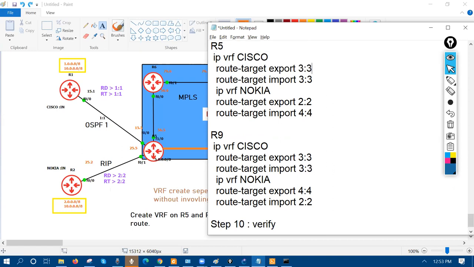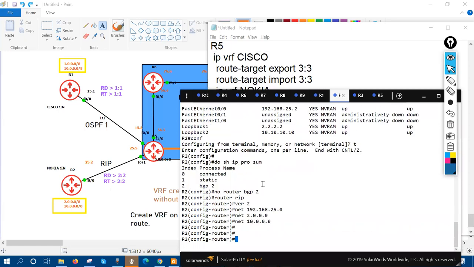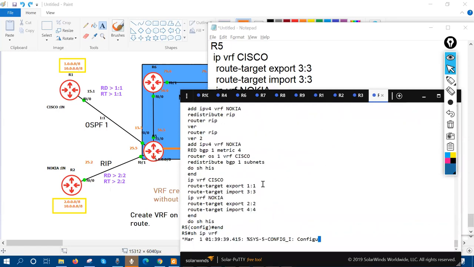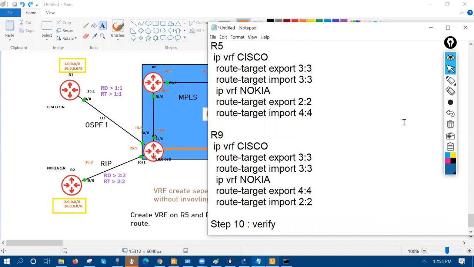On R5, if you can move that notepad a little bit. Sorry? You only have one route distinguisher defined for R5. No, I have two route distinguishers over there. On R5? Yeah, see. Swiping VRF. Oh, one, I see. Okay. Same, we can use the same RT value over there also.